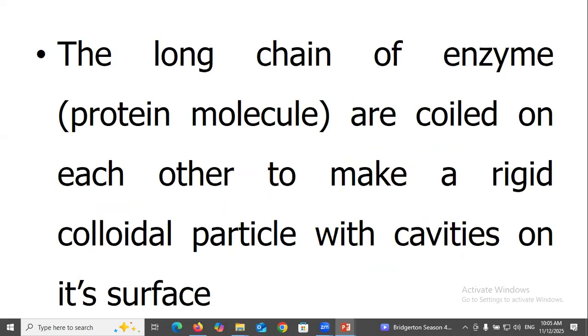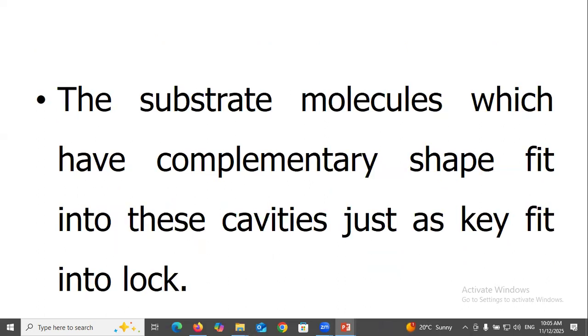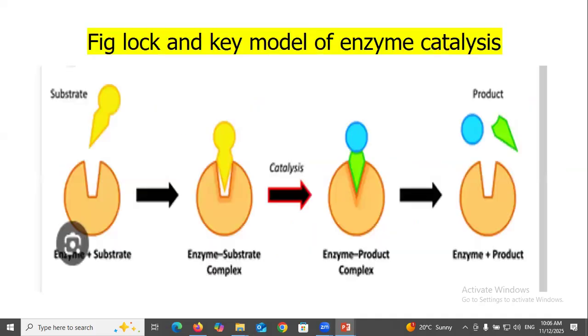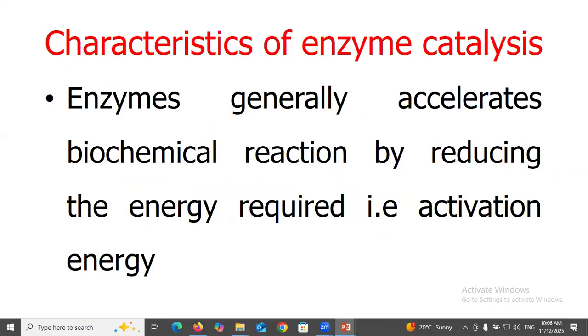The long chains of the enzyme protein molecule are coiled on each other to make a rigid colloidal particle with cavities on its surface. Thus, the substrate molecules which have complementary shape fit into these cavities just as a key fits into a lock. The enzyme forms an activated complex with the substrate, and decomposition gives products. The figure shows the lock and key model in enzyme catalysis.